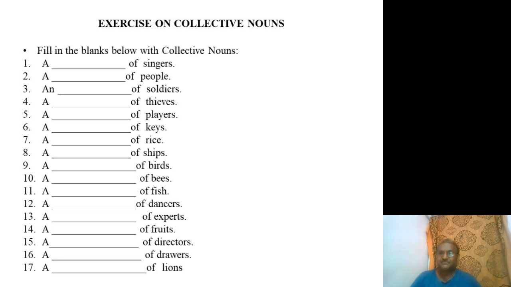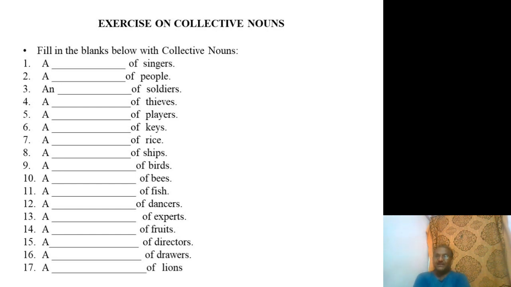That's called a collective noun. Next, an army of soldiers. Whenever you want to say a soldier is coming, soldiers are participating, you can say it like that. But when you want to refer to the group of soldiers, the right way is saying an army of soldiers. Next, when you want to refer to a group of thieves, you have to say a gang of thieves or a band of thieves.